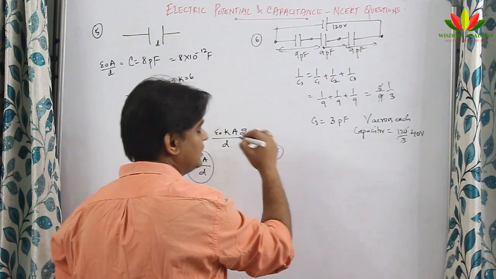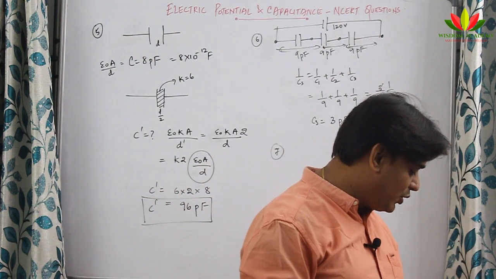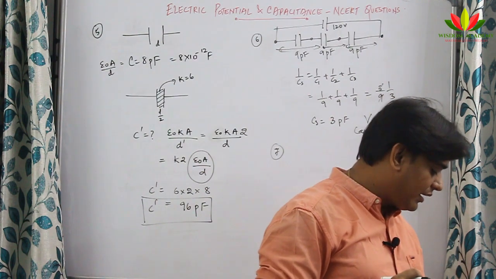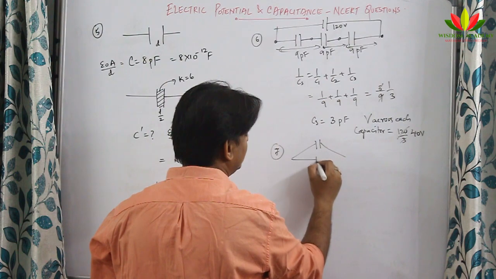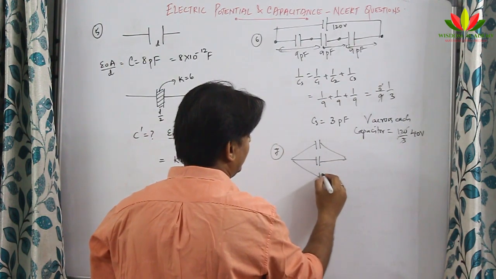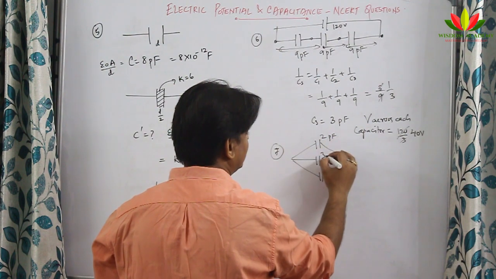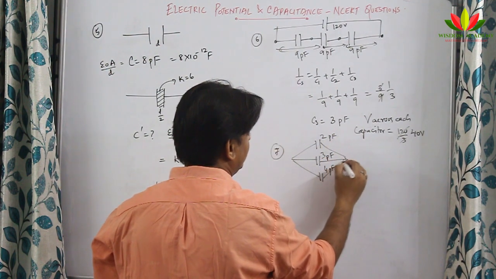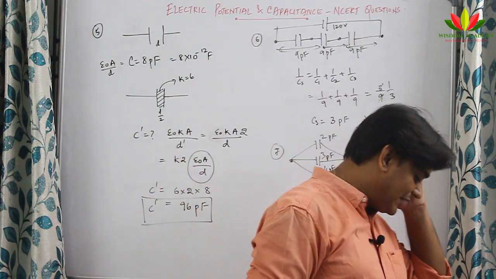Let us see the next question. The next question is 3 capacitors of capacitance 2 picofarad, 3 picofarad and 4 picofarad connected in parallel. So I have something like this, 2, 3 and 4 picofarad connected in parallel. Then they are asking you to find the equivalent capacitance.